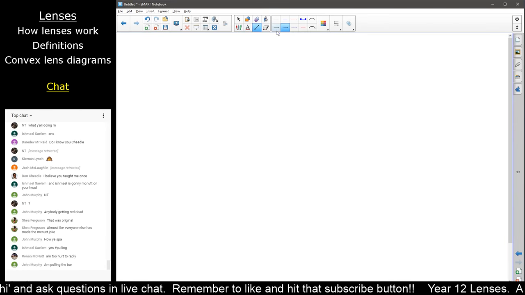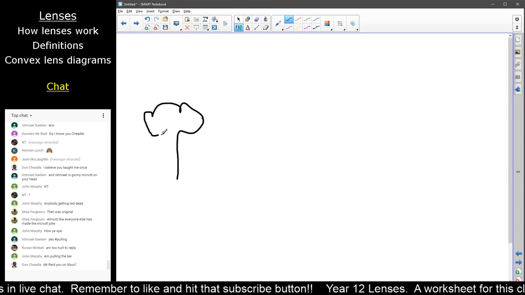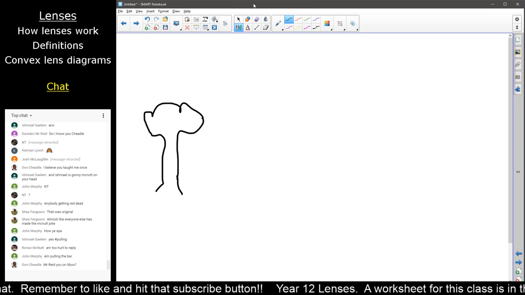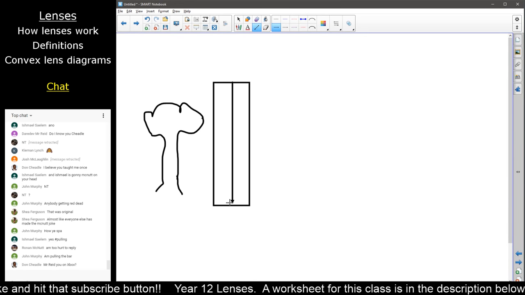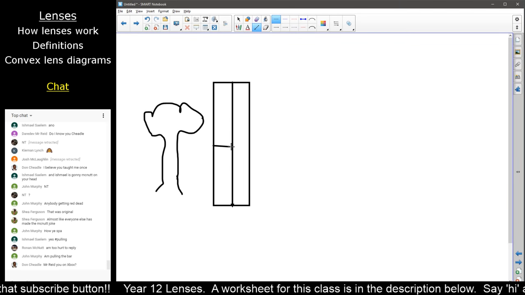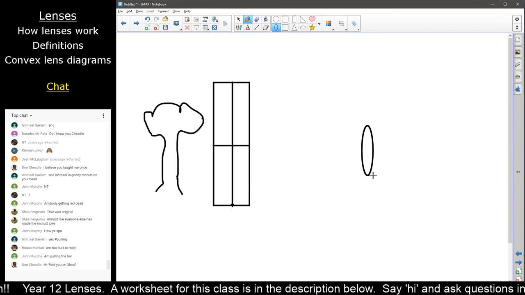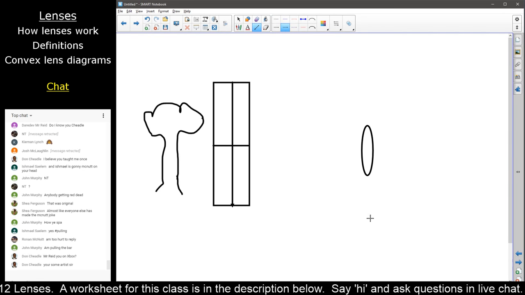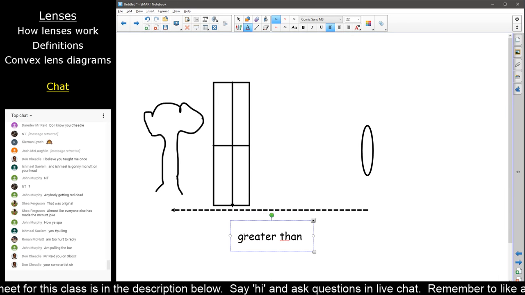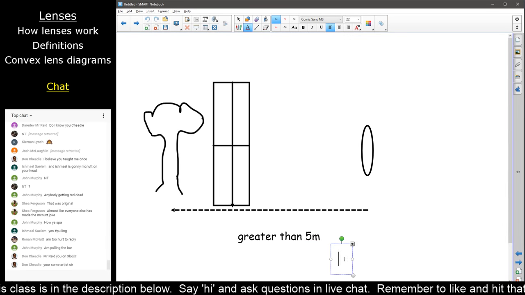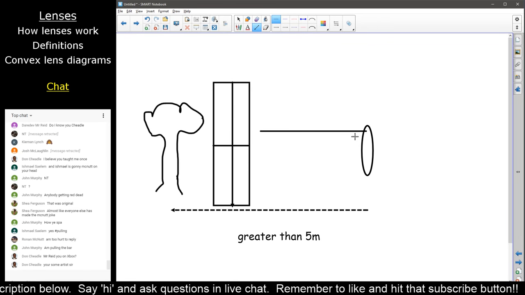And if I get an object that's further than 5 meters away, like, I don't know, a tree outside, this is a tree, I promise you, this is a tree, outside your window. So there's a little window. Doing this on the fly. Oh, shouldn't have had an arrow there. There we go, one window. And I hold up a lens inside the classroom so that this distance is greater than, say, 5 meters. 5 meters is arbitrary, by the way. For some lenses it's further, but somewhere around that. Then basically any ray of light that actually arrives at my lens is parallel.